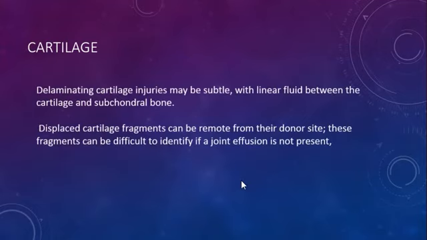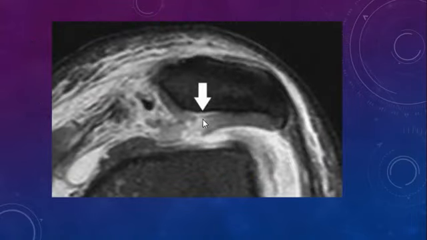There is what's called delaminating cartilage injury. They may be subtle, with linear fluid seen between the cartilage and the subchondral bone. The displaced cartilage fragment can be removed from the donor site, and these fragments can be difficult to identify if joint effusion is not present, because we are primarily looking for the fluid of the joint effusion that is tracking deep to the articular cartilage, between the articular cartilage and the underlying bone. So this is a delaminating injury.